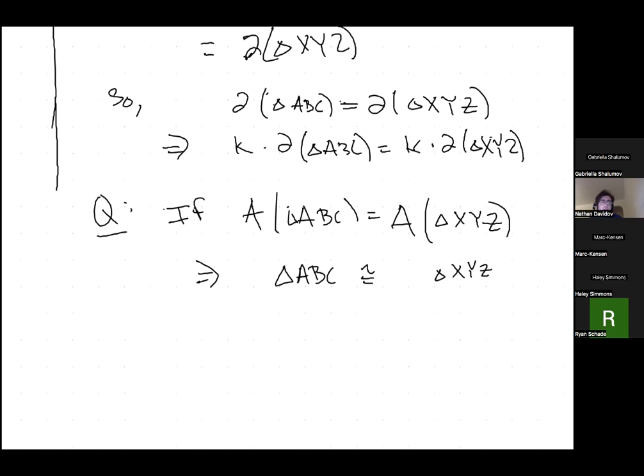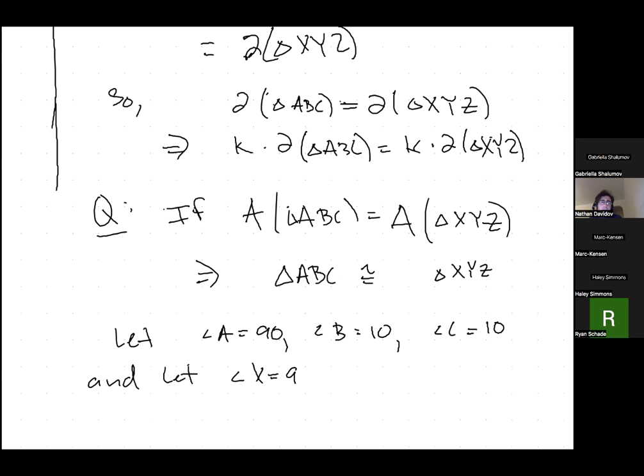Let angle A be 90, angle B be 10, and angle C equal 10 degrees. And let angle X be 90. It's just the subtraction, you have to keep it constant. Y is 11, and angle Z is 9.